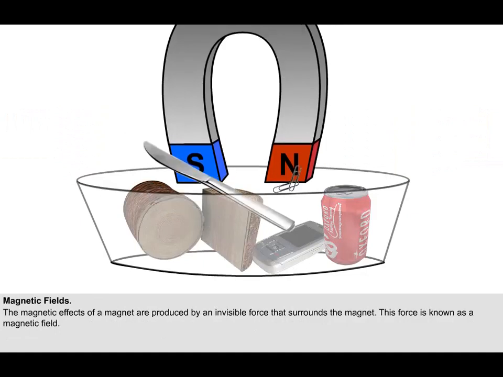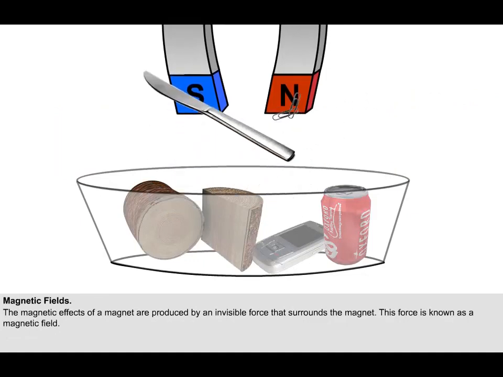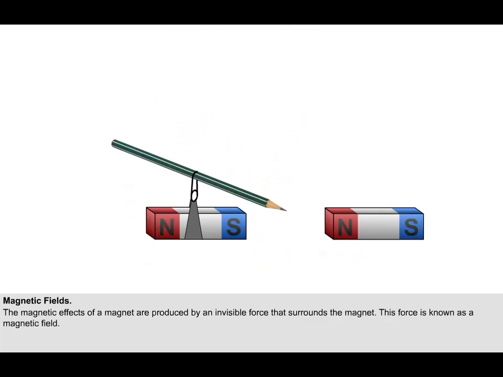The magnetic effects of a magnet are produced by an invisible force that surrounds the magnet. This force is known as a magnetic field. To discover the layout of a magnet's field, we can suspend a magnet so that it is free to rotate as shown. The magnet under the pencil is free to rotate both clockwise and anti-clockwise. However, in the presence of a second magnet, it does not move about randomly, and it does not stop in just any orientation. The suspended magnet will come to rest pointing in a very specific direction, which depends on its position relative to the other magnet.